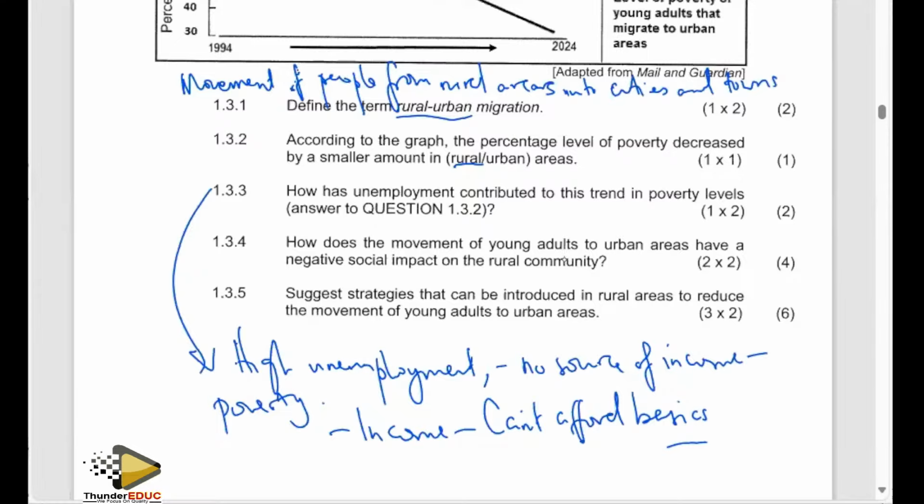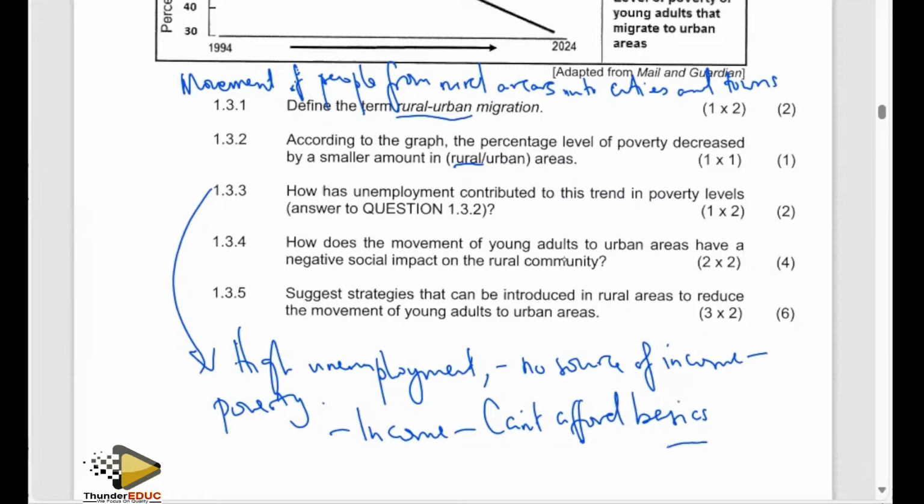So that is the description that is required there. You're supposed to show how unemployment contributes towards poverty. Unemployment limits your ability to earn an income. If you're unemployed, you don't have a source of income. And without a source of income, definitely you can't afford the basics. And you are qualified to become a poor person. So that's the description that is required by the question. In fact, the question is requiring you to analyze how unemployment leads to poverty.